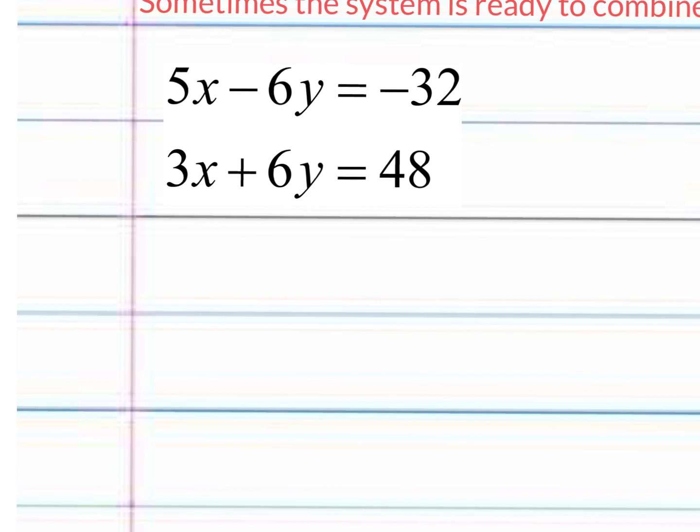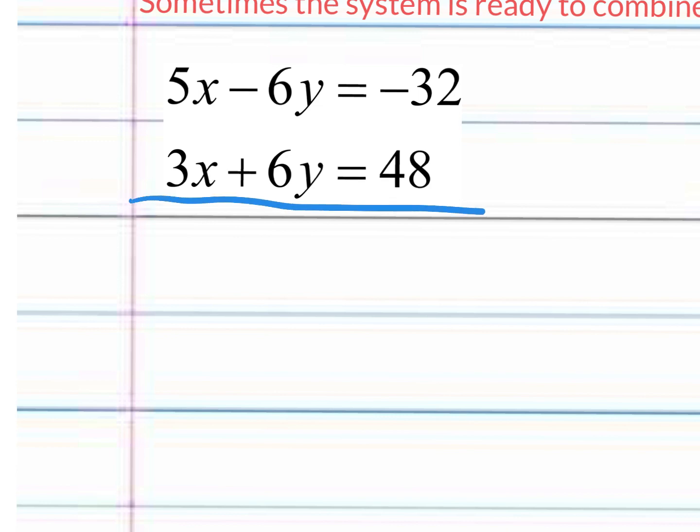So what you got to ask yourself is this. When I combine 5 and 3, will that cancel out? No, that becomes 8, right? When I combine negative 6y and positive 6y, will that cancel out? Yes, that'll eliminate. So in other words, this system is ready to combine and eliminate the y's. And that's exactly what we're going to do here.